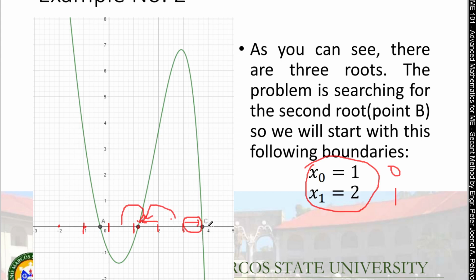Now, what if yung nilagay mo is 4 and 5? Siyempre, mas malapit siya sa point C compared to point B and point A. So, point C hanapin niya. What if nilakihan mo? Pag nilakihan mo, try mo na lang, kasi pwedeng A, pwedeng B, pwedeng C. Okay? So, to be sure, gagamitin natin is 1 and 2 para makakuha natin yung second root.